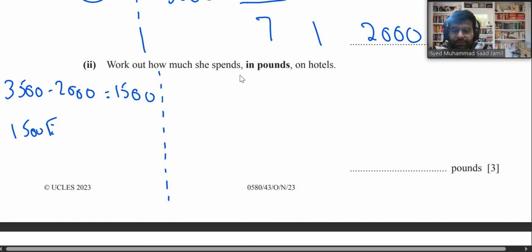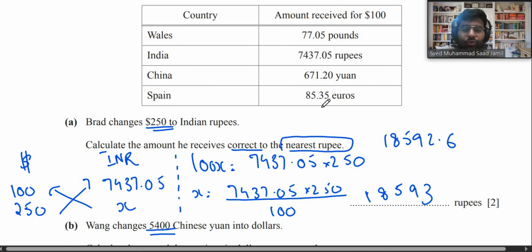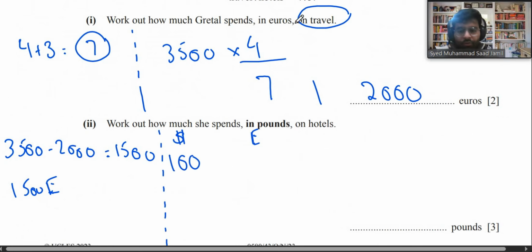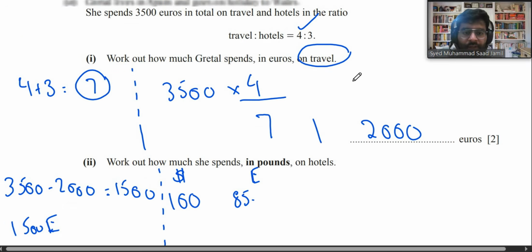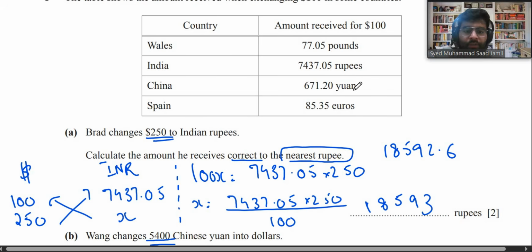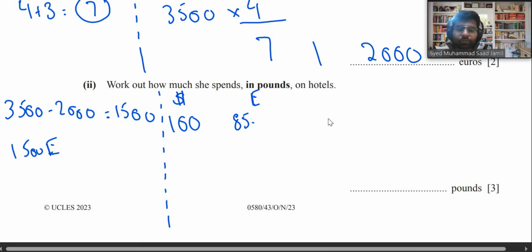So first, guys, what you will do is convert euros into dollars. So right over here dollars, right over here euros. We already know that $100 is equal to 85.35 euros. So I'll just write 85.35. I already have 1500 euros. I want to convert euros into dollars, so I will write X and cross multiply.